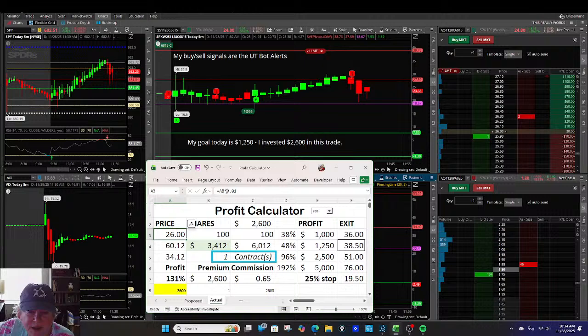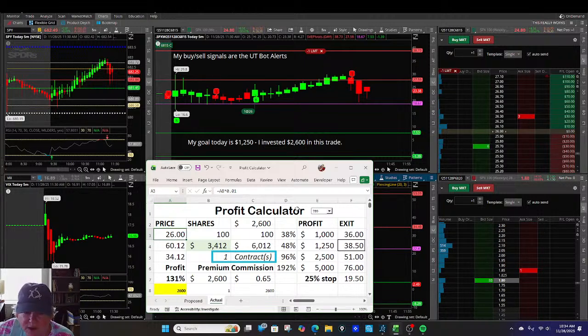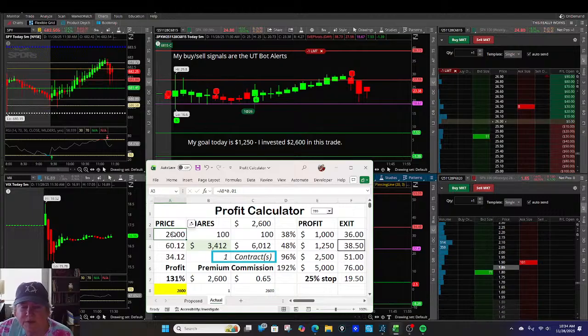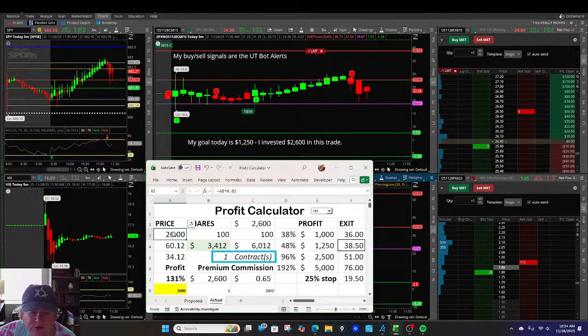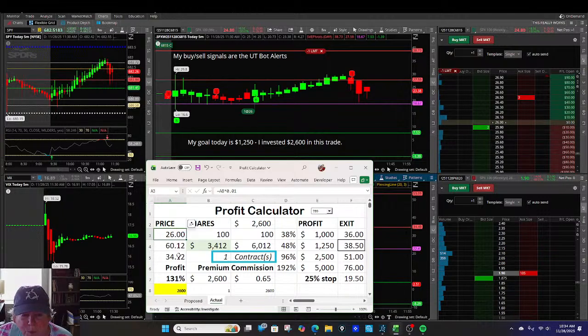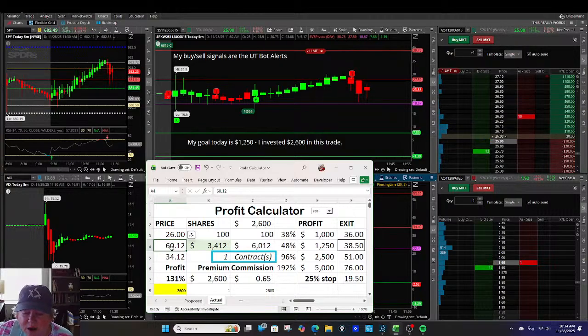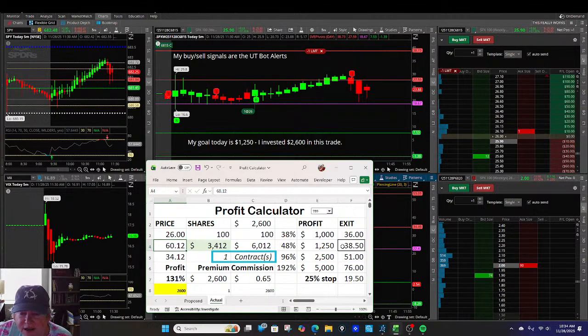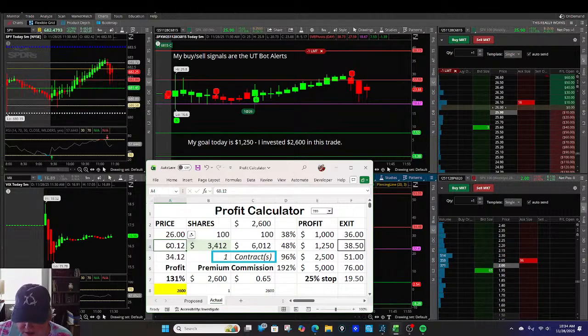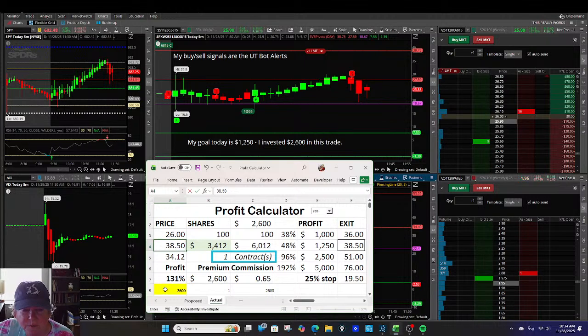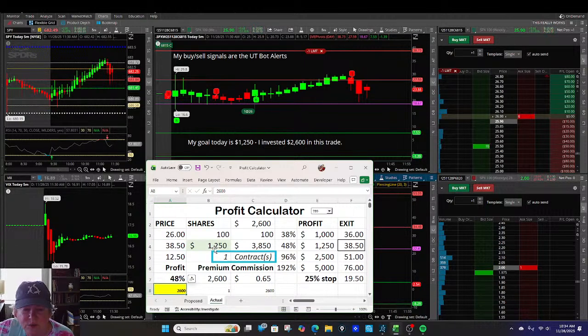I think I go times 0.01. So that tells me the amount of each contract. So in this case, it's 26. Now here is what I would type in to see how much I made on the trade. So let's say that I get out at 38.50. I type 38.50, and voila, it's the 12.50.